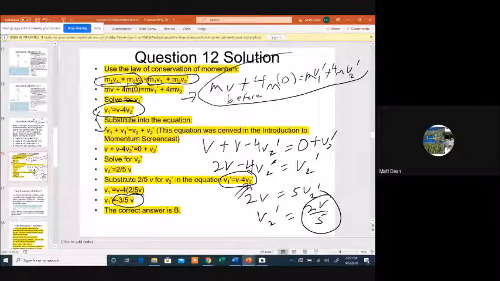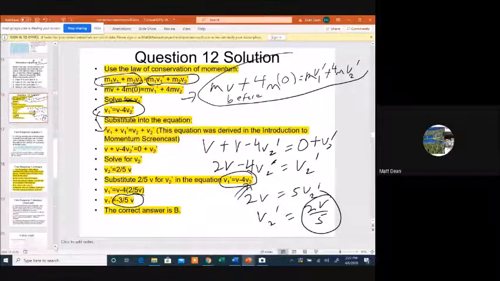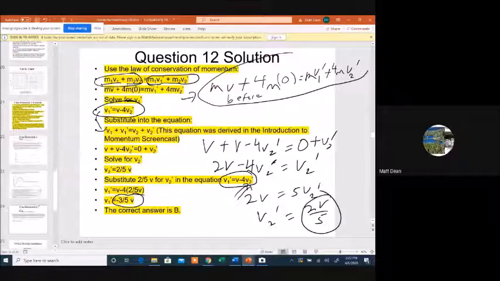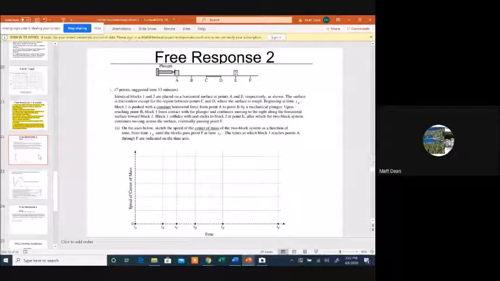What I really want to look at today, though, are two FRQs. So let me get to the first of those FRQs. Here's where we're going to start. So take a minute and read FRQ 2 for me, please.